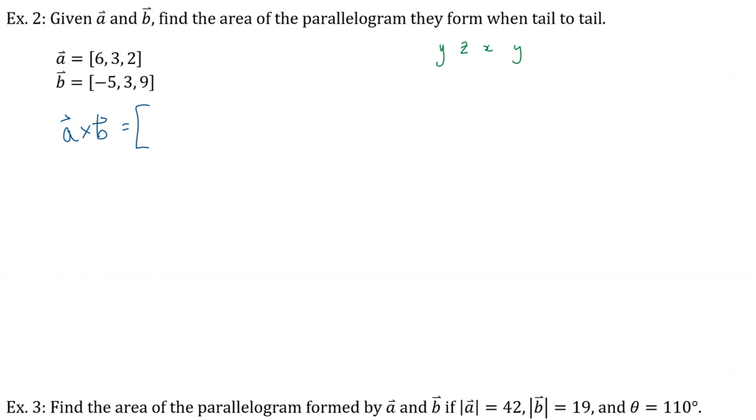And so 3, 2, 6, 3, and 3, 9, -5, and 3. Okay, and so that ends up being 3 times 9 is 27 minus 3 times 2, which is 6. So I've got 27 minus 6. And then -10 minus 54.